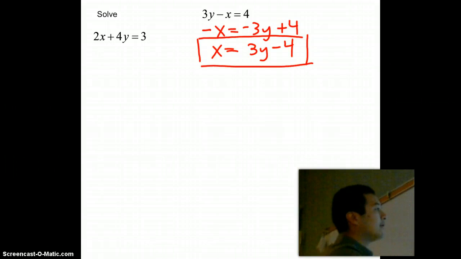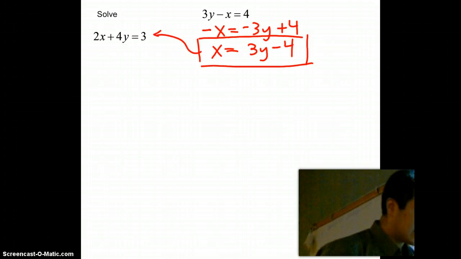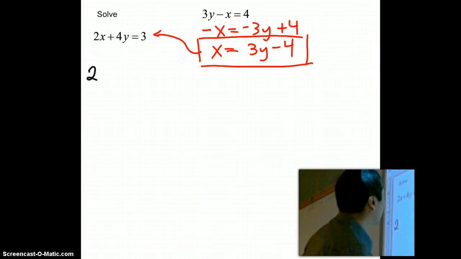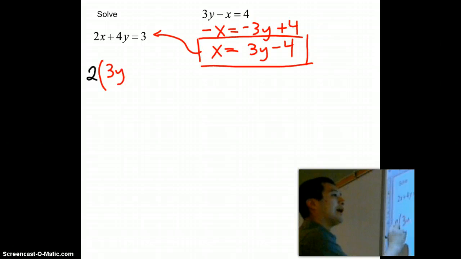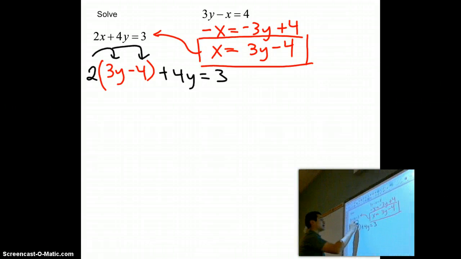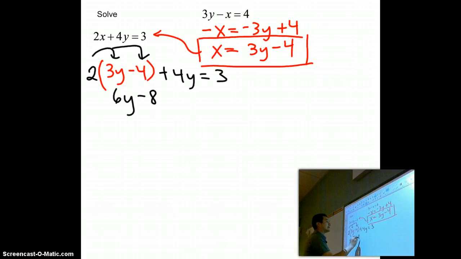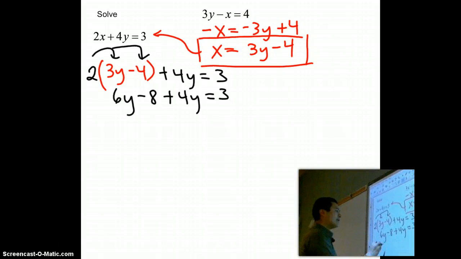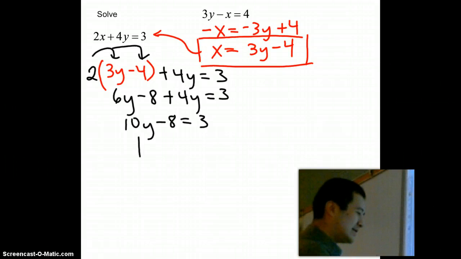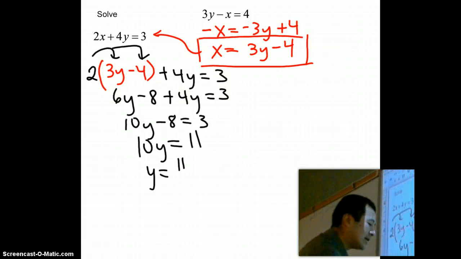Now that I have an isolated variable, I'm going to take that and plug that into the other equation. That's going to look like 2. I see an x. I'm going to plug instead 3y minus 4 plus 4y equals 3. This becomes distributing 6y minus 8 plus 4y equals 3. Simplify, that becomes 10y minus 8 equals 3. 10y equals 11. Divide by 10. y equals 11 over 10.